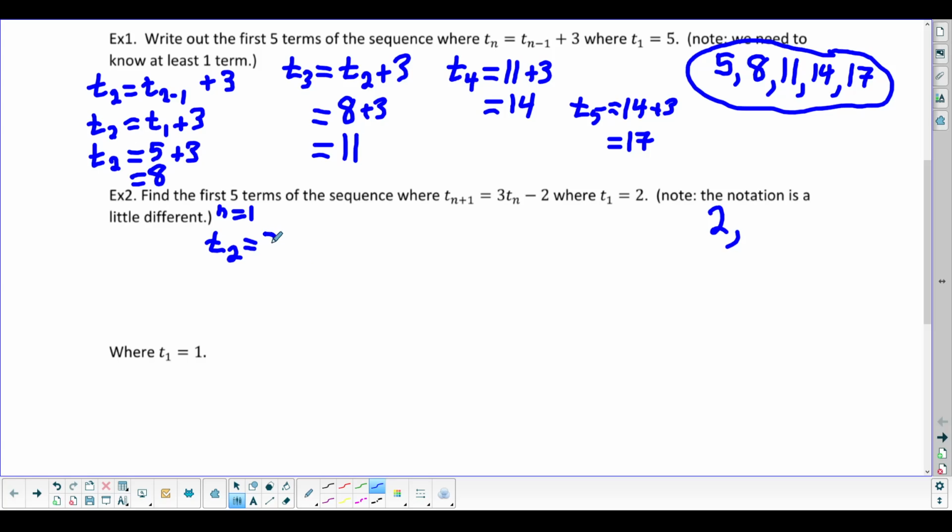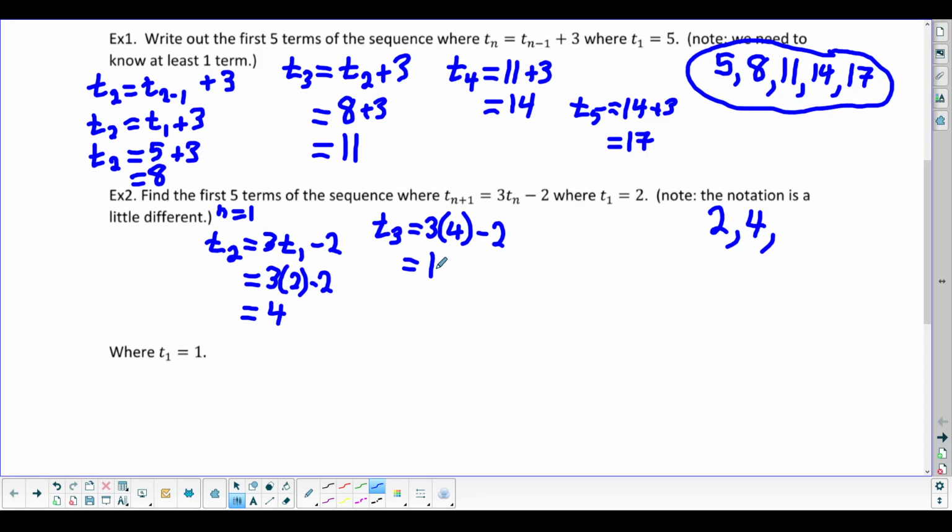Okay, so that'd be 3 times t1 minus 2. t1, it says, is 2. 3 times 2 minus 2. So that'll be 6 minus 2 is 4. Okay, so term 3, to find that, it's 3 times the term before, 4, minus 2. So that's going to be 3 times 4 is 12, minus 2 is 10. So each time, in order to get the next one, we're tripling and then subtracting 2.